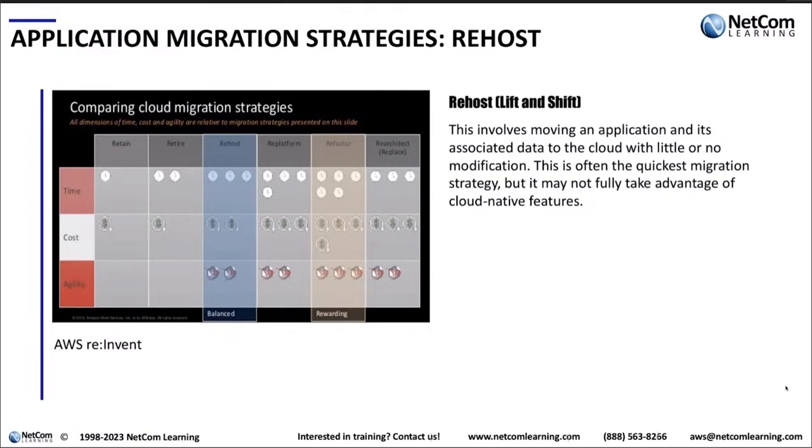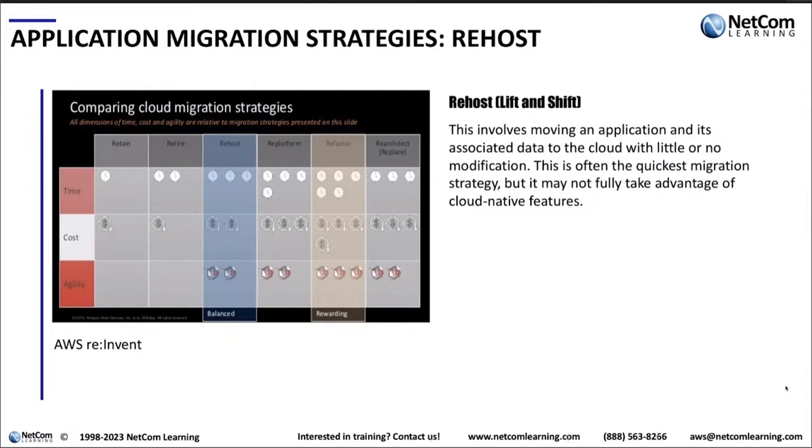So that's basically what a lift and shift is. You're just moving the application and its associated data with little or no modification right into the cloud. So that's called rehosting. If you look at the picture on the left-hand side, rehosting is where you see the blue vertical line. And yes, of course, it does take time because you have to set up the environment in AWS, and then you have to move the application. So you still have to do that move.